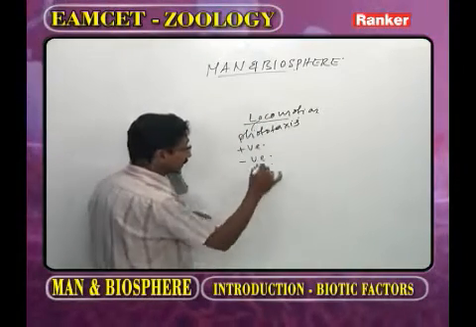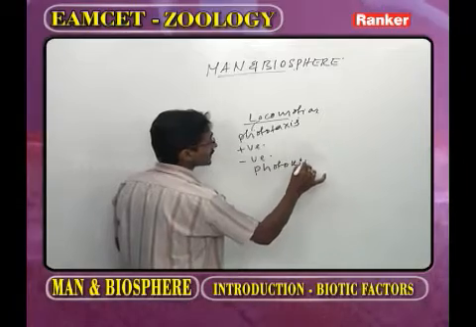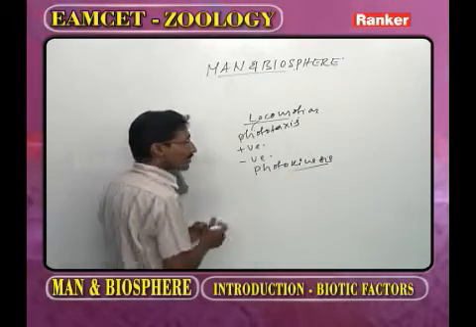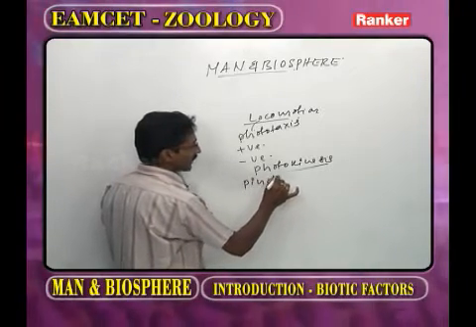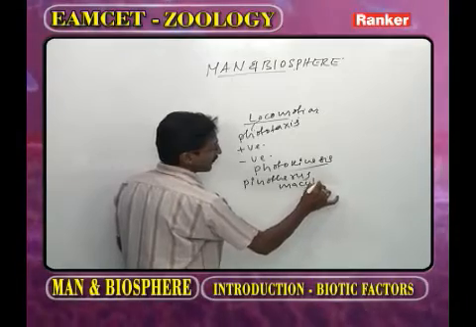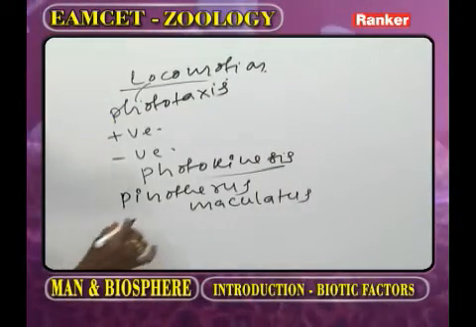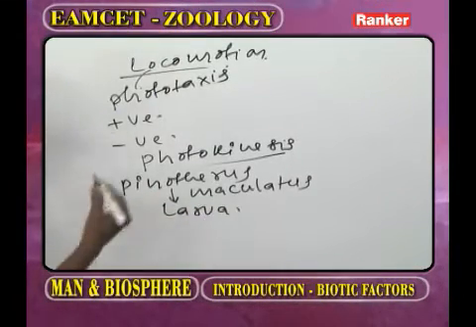But here, what is the second one? That we call photokinesis. Here, what is the example for photokinesis? Pinnotheres maculatus. Now, as we observe this organism, in its life history, the larva is present.